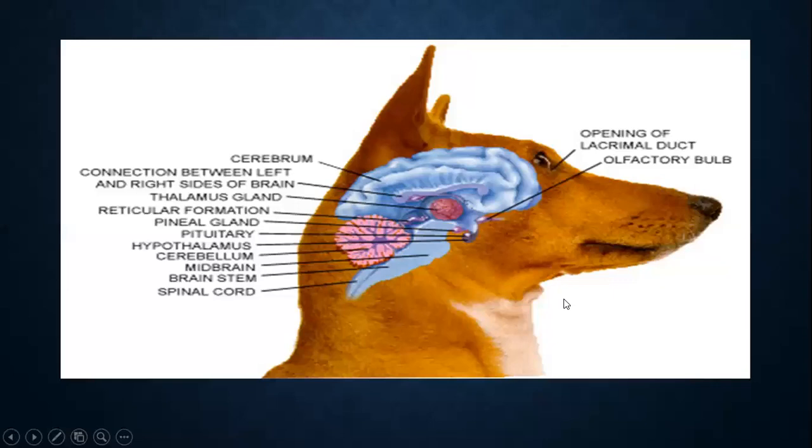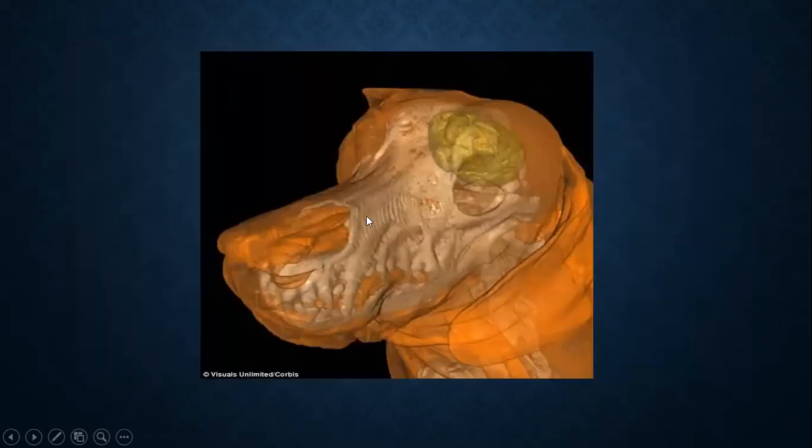So this is how the brain of a dog looks like. So it has the cerebrum, the cerebellum, then we have the glands here, the hypothalamus, the thalamus, and even the pituitary over here. And the pineal gland, which we have discussed on breathing. And then we also have the brain stem over here and the beginning of the spinal cord.